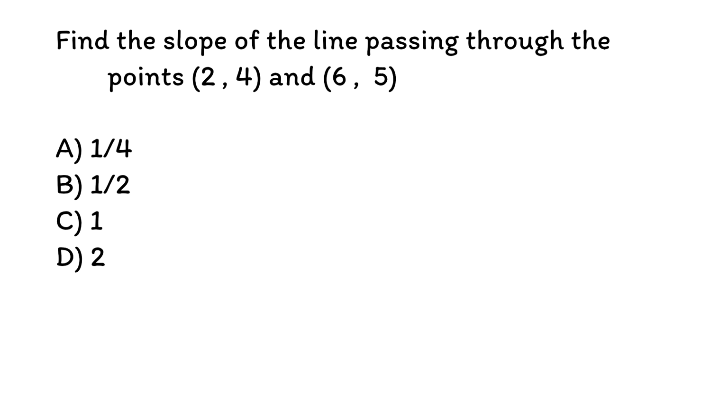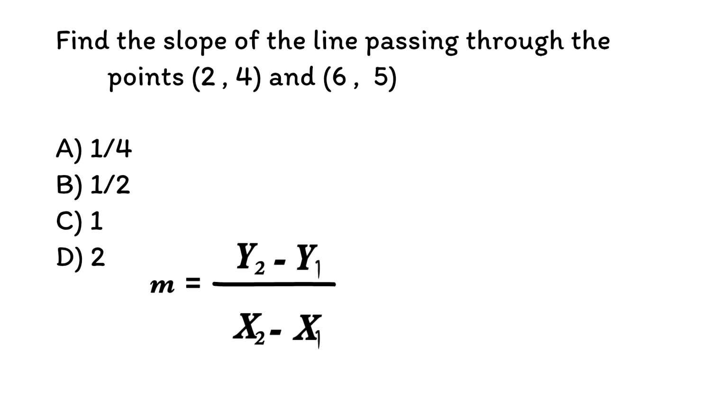To find the slope of a line given 2 points, we will use the slope formula. m equals y2 minus y1 over x2 minus x1. Formulas are given on the GED, so don't worry too much about it.